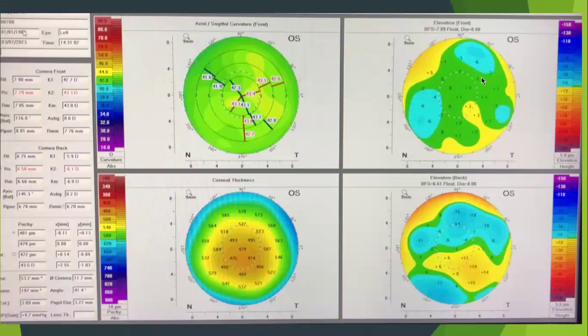So first look at the leftmost, topmost line. I'm going to enumerate once again. First step is to look at the K values, K1, K2, and K mean. If these values are more than 47.2, you have to be suspicious, right? So in this eye, you can see values are normal: 42.7, 43.3, and 43.